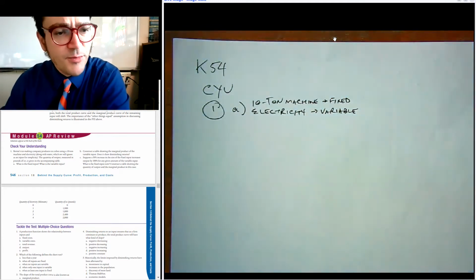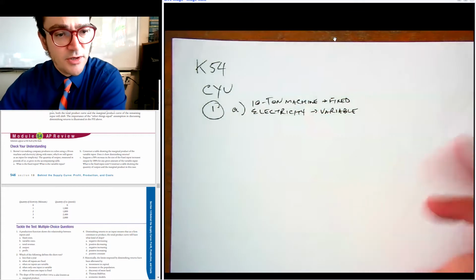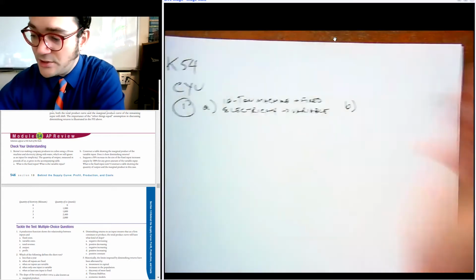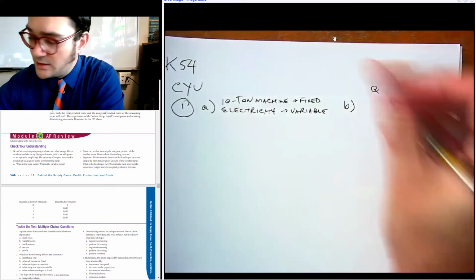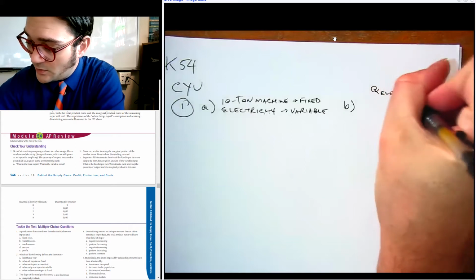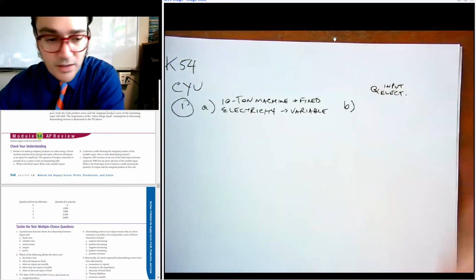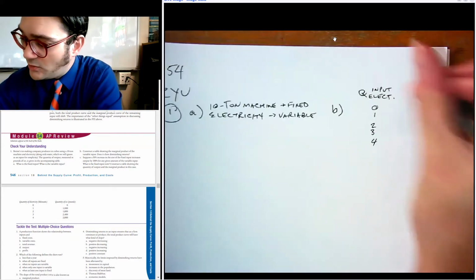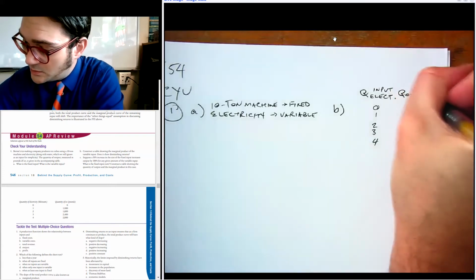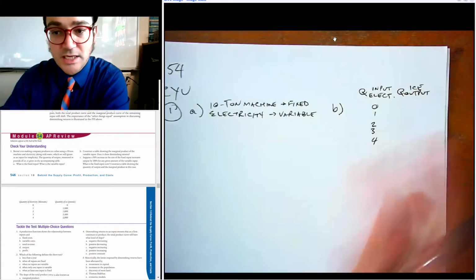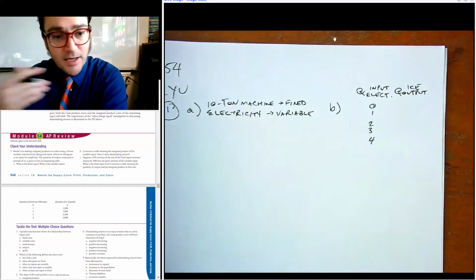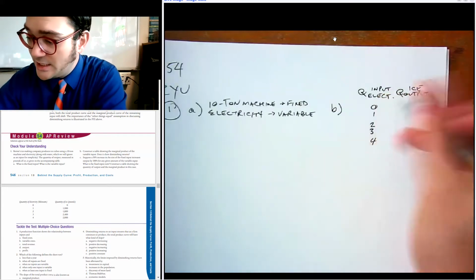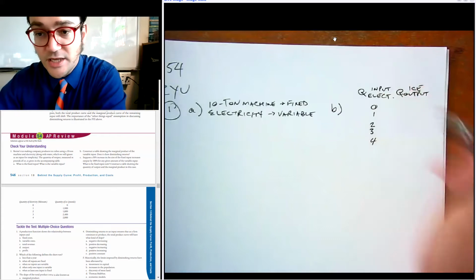So for part B, it says construct a table showing marginal product of the variable input. Does it show diminishing returns? So we'll do part B over here. We'd say quantity of electricity, which is the input, and so we have 0, 1, 2, 3, 4. And then quantity of output, which is the ice. So we just have inputs and outputs. That's really all the production function is. And it's saying we want the marginal product of the variable input. So in other words, what's the change in the amount of output for every time we have one more input?